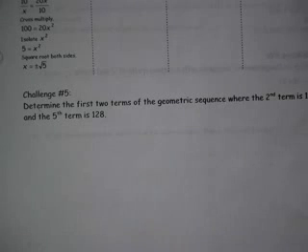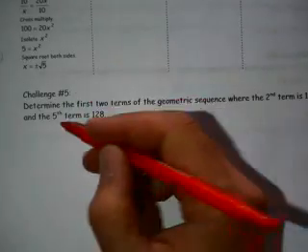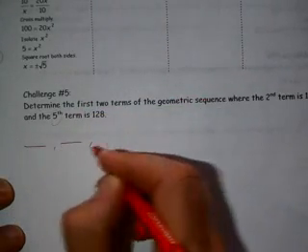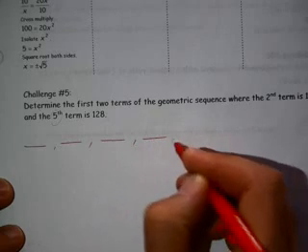Challenge 5. Determine the first two terms of the geometric sequence where the second term is 16 and the fifth term is 128. Okay, well that's a little bit weird. Let's draw it out. When in doubt, draw it out. It only goes to 5, so we can draw it to 5. 1, 2, 3, 4, 5.